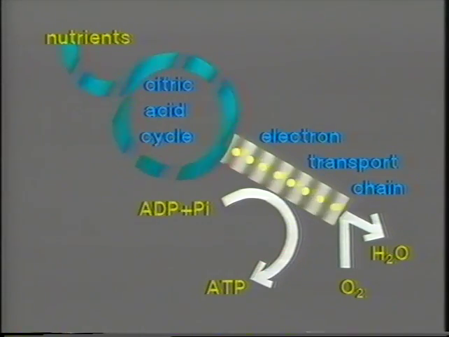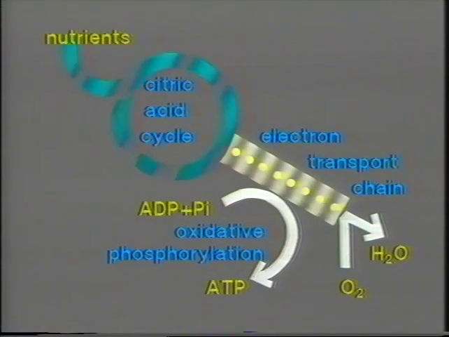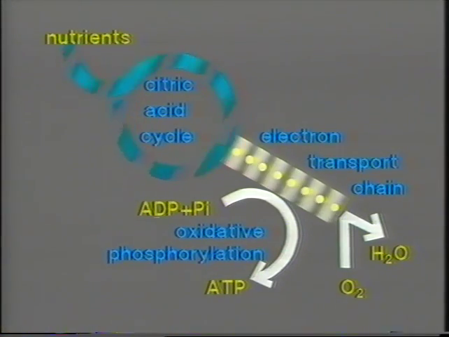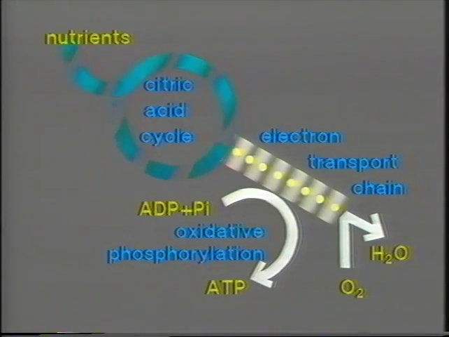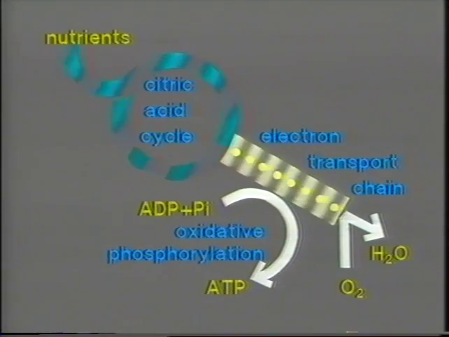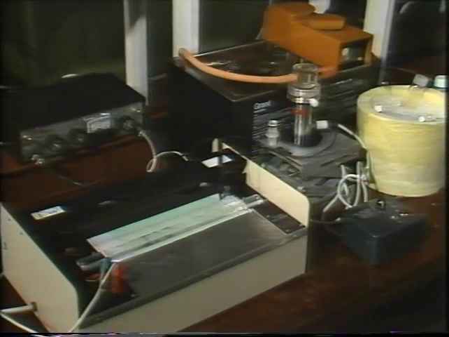This way of forming ATP is called oxidative phosphorylation, as the overall process involves the oxidation of nutrients and the phosphorylation of ADP. It only happens when electrons flow along the transport chain. The process of oxidative phosphorylation can be studied in a laboratory using mitochondria which have been separated from all the other cell components.